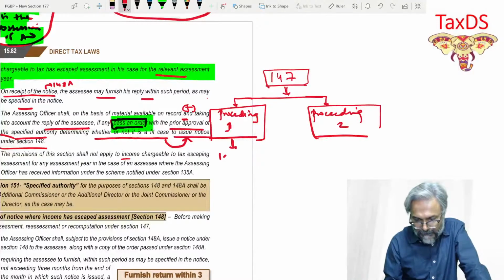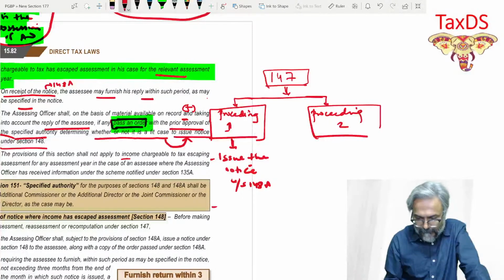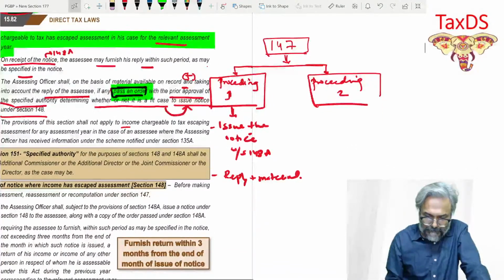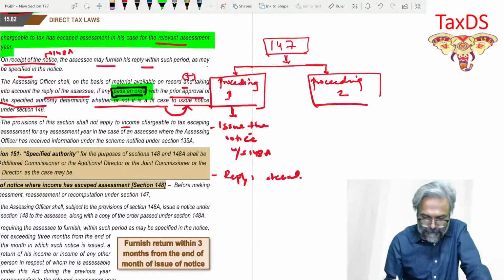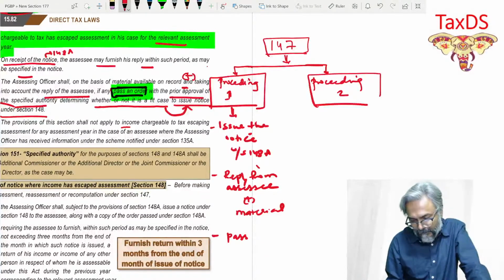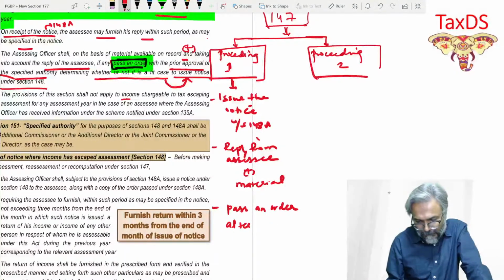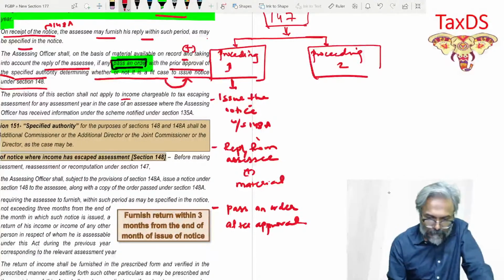Proceeding 1 is: issue the notice under section 148A. After that, reply plus material. Reply from whom, students? Reply from the assessee. Plus material. And thereafter, students, pass an order. Pass an order after approval. So this is known as proceeding 1.